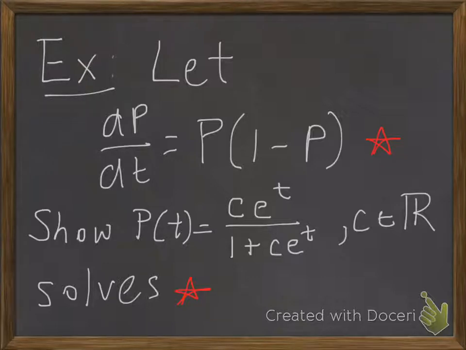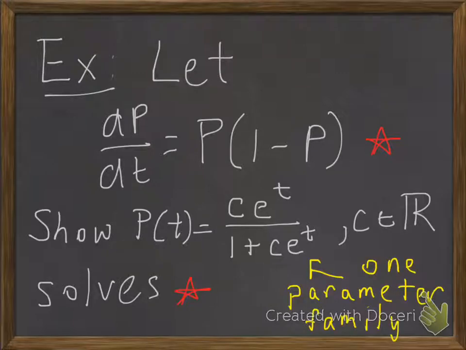Now, notice here that p of t is what we call a one-parameter family of solutions, because that c a priori can be any real number. And we'll see later if the interval of solution, in other words, the maximal interval on which the solution is defined, indeed depends on c or if it's the same for all possible real numbers.